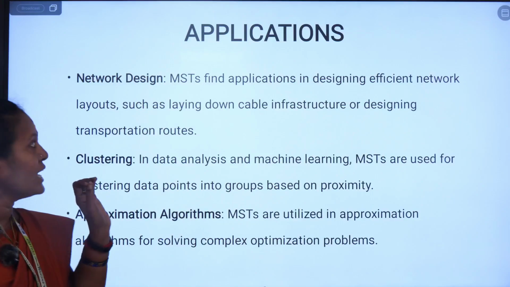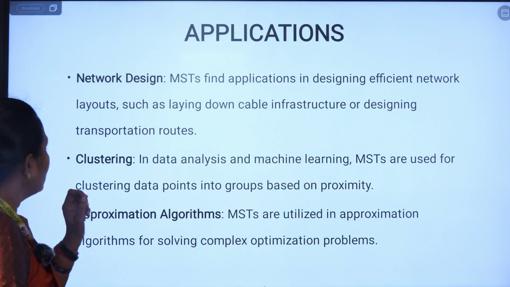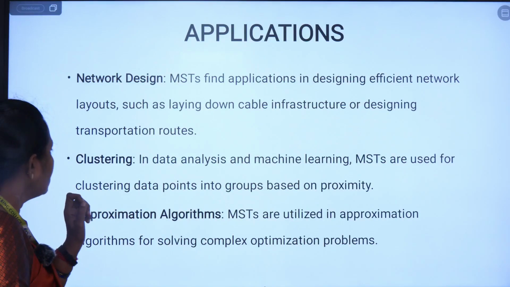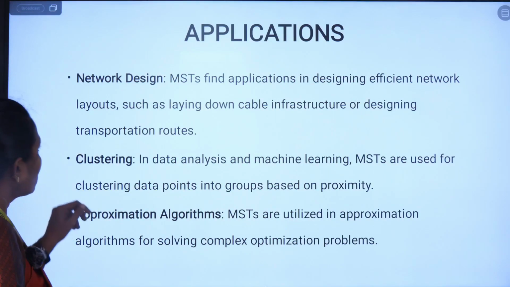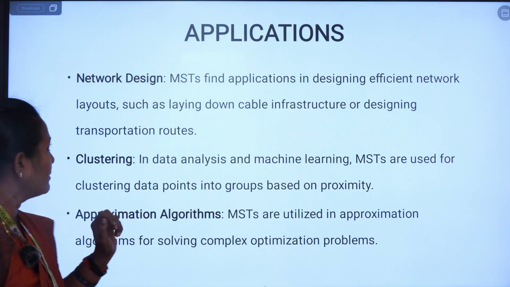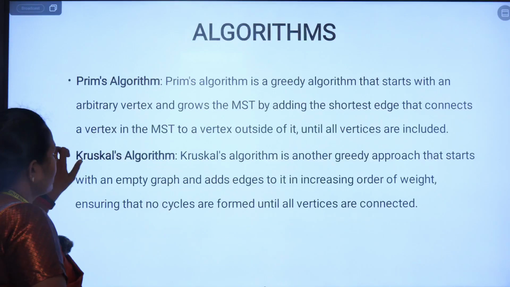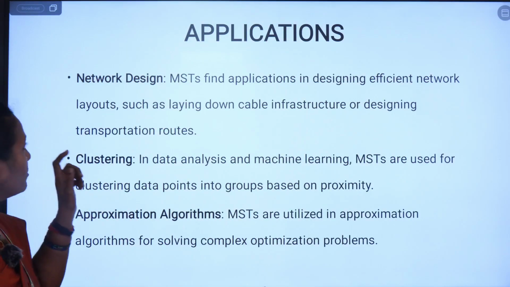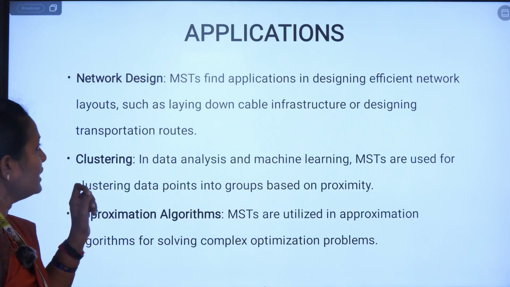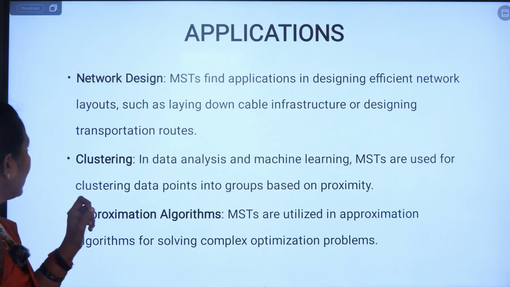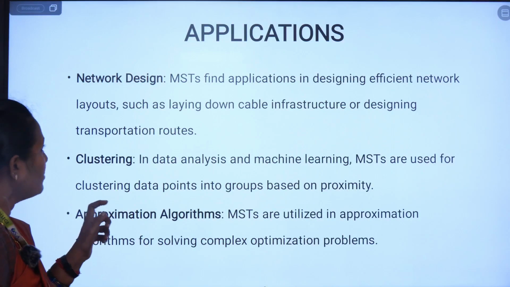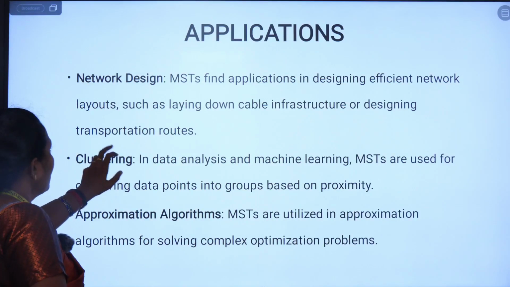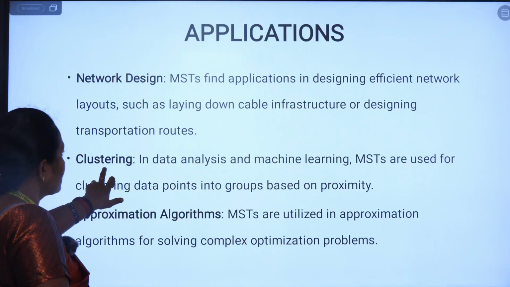Next, we will see what are the applications of the minimum spanning tree. First application is network design. Second one is clustering, and third one is approximation algorithms. So these are the three applications of the minimum spanning tree. So the main thing is network design. In network design, minimum spanning trees find applications in designing efficient network layouts such as laying down cable infrastructure or designing transportation routes.